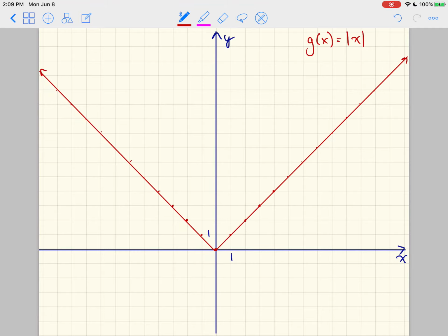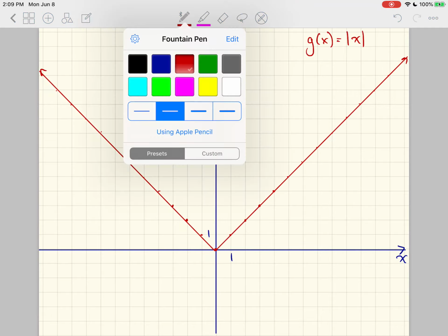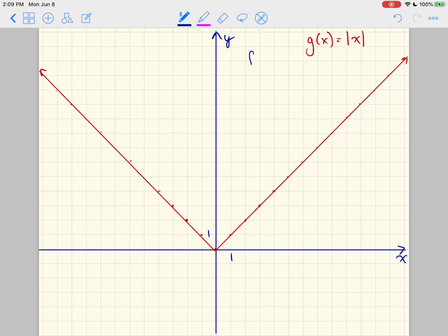So now let's graph the function that we're interested in, which is 2 times the absolute value of x. There's no shifting happening here. I don't have anything being added or subtracted inside or outside the absolute value, so my starting point is still going to be 0, 0. But now, all of my vertical movements are going to be multiplied by 2.